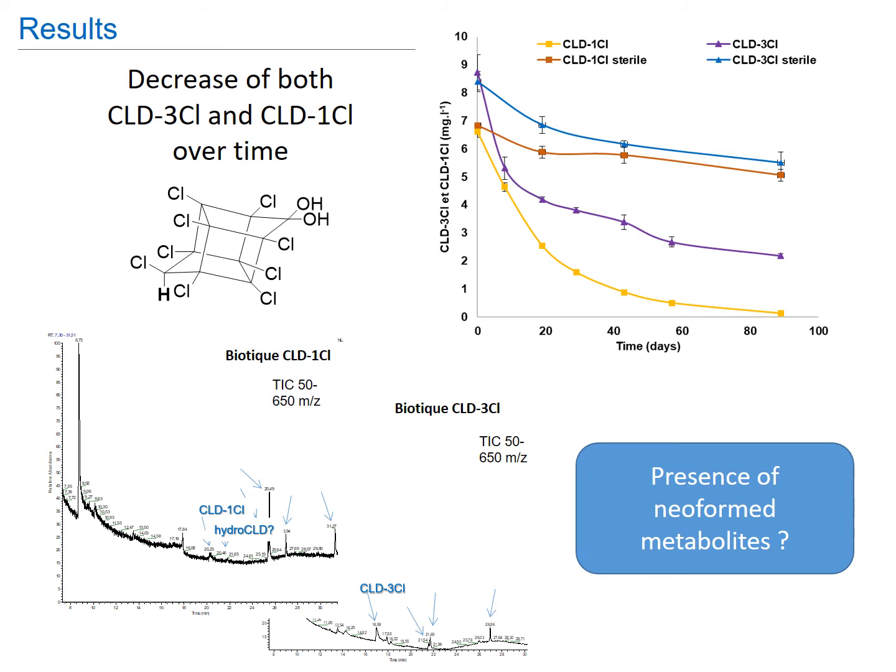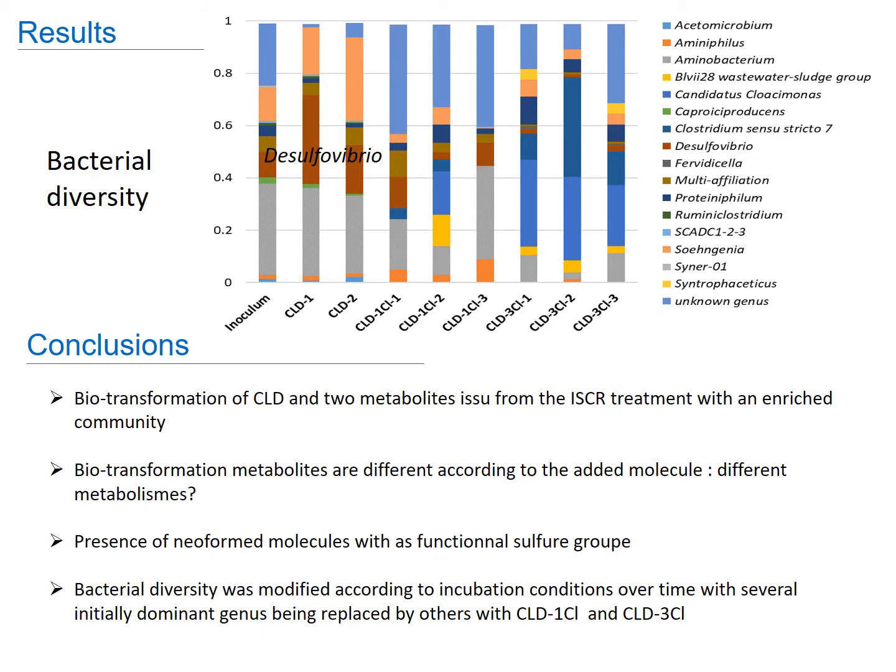So with the colleagues from the UMR Genoscope, we went looking for new formed metabolites and found that the hydrochlordecones had actually been functionalized and had a sulfide added to their structure, which meant they were no longer detectable with the previous method. We also looked at bacterial diversity in the incubations over time.